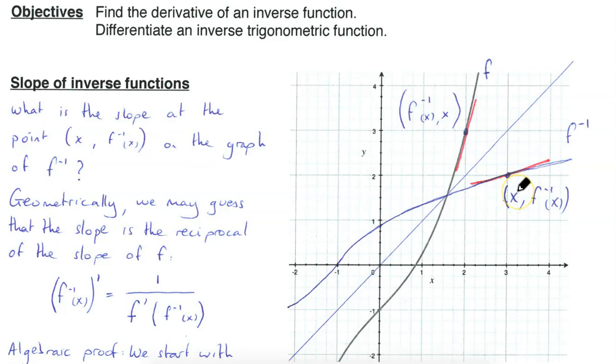Well, this point is (x, f inverse of x), and therefore that point is (f inverse of x, x). Because when you take the inverse, you flip x and y. So if you have (x, y), that would be (y, x). And in our example, y is f inverse. So altogether, we can guess from geometry that the derivative of the inverse is 1 over the derivative of f at f inverse of x.